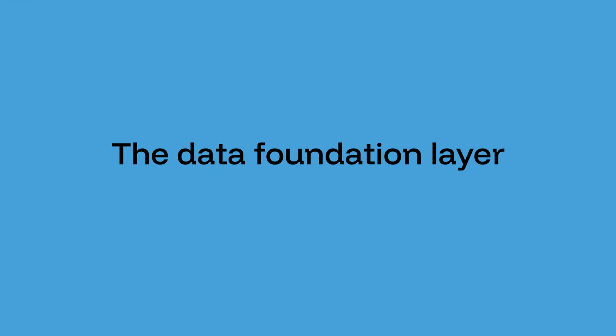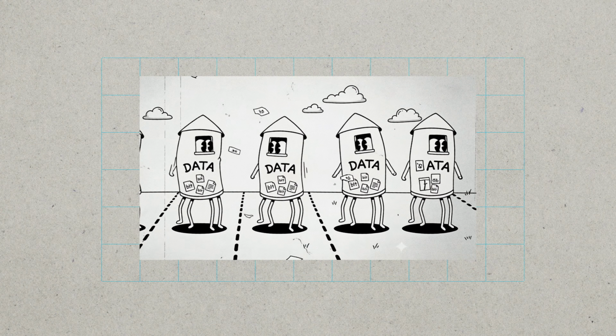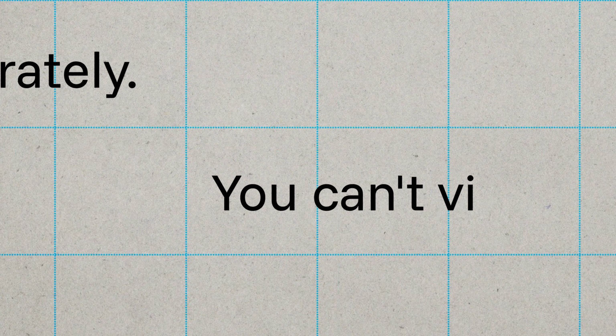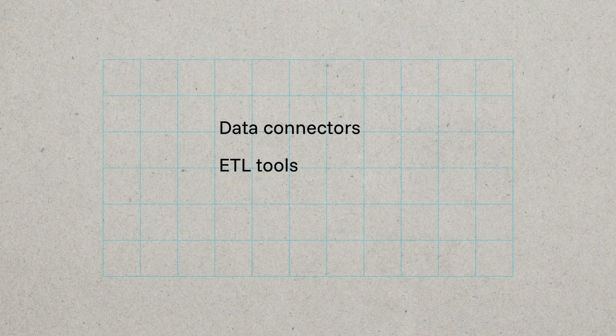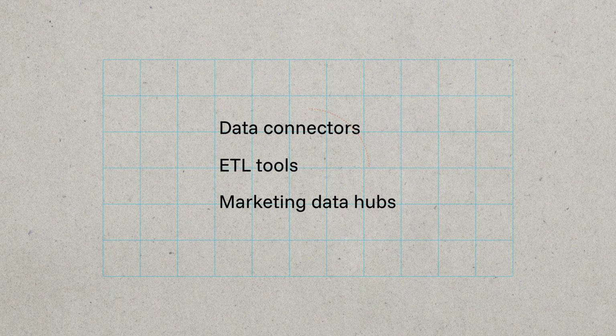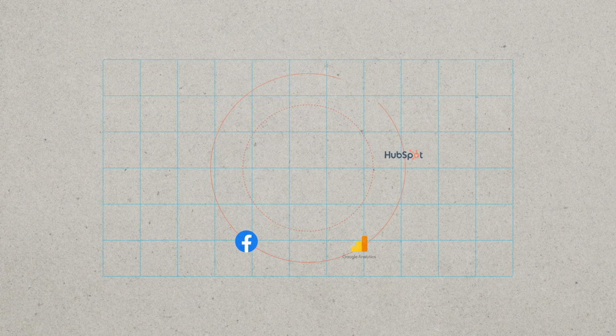The data foundation layer. Start with data. If your data lives in silos, nothing else matters. You can't measure accurately, you can't visualize clearly, you can't activate effectively. You need tools that connect to your marketing platforms and centralize data. Data connectors, ETL tools, marketing data hubs. These tools pull data from ad platforms, analytics systems, CRMs, and other sources into one location. But connection is table stakes. The real question is, what happens after the connection?